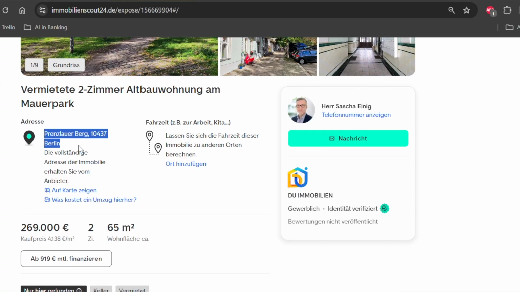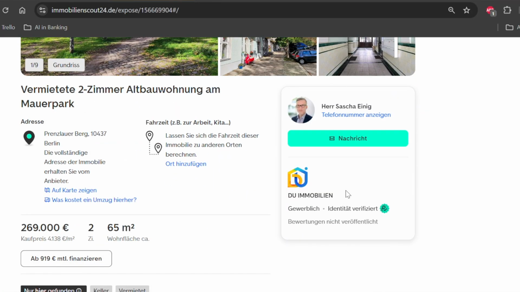So sometimes you can see here on Immobilienscout the exact address where this apartment is located. That's not the case here, but that's not a problem either. Now this apartment is being sold through a broker, as you can see here. That's his name, Sascha Einig, and this is basically his company or the company he works for.